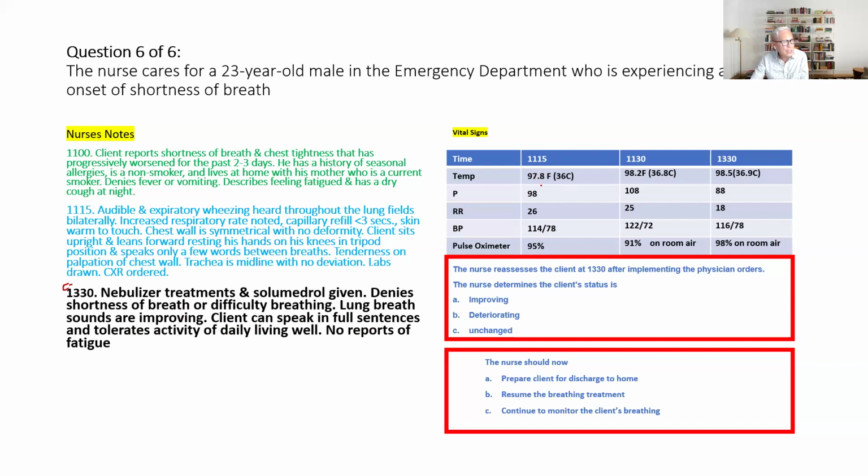And as you could see, the pulse rates are improving right over here, with the respiratory rate also improving as well. All right. And the pulse oximetry doing that as well. So as far as I'm concerned, the patient is improving. And if therefore the patient is improving, then that means we can now prepare the client to discharge for home. So letter A.